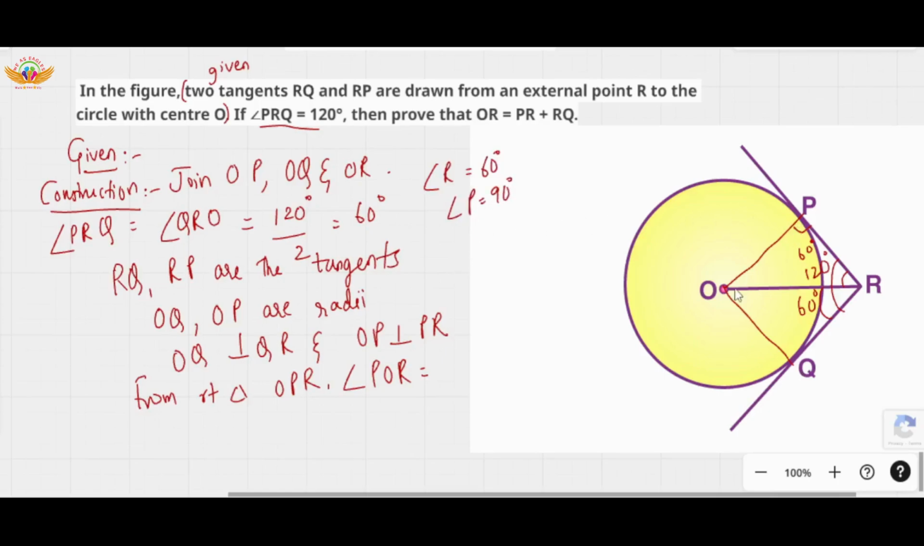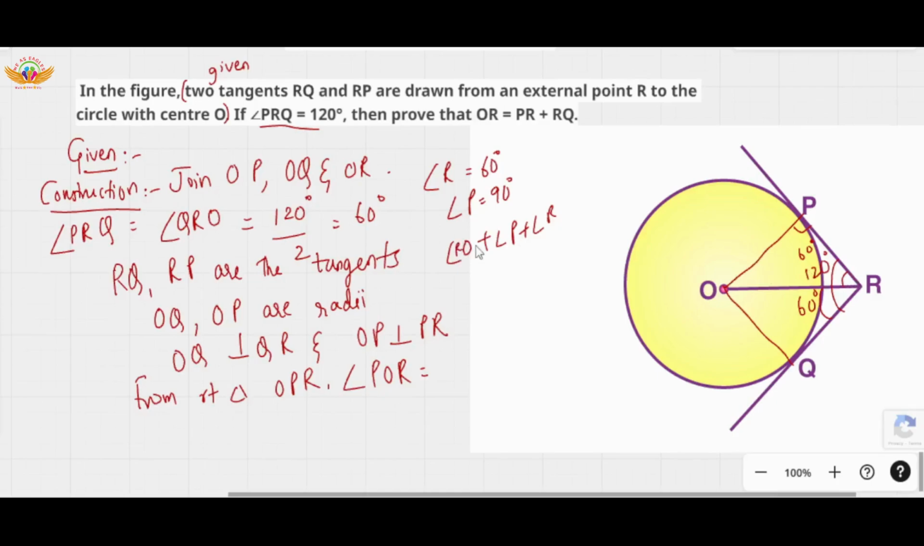Now the sum of the three angles of a triangle is what? 180 degrees, right? So directly I'm writing it like this: angle O plus angle P plus angle R. I'm just writing a shortcut note. Angle O means complete O, so this is angle ROP.